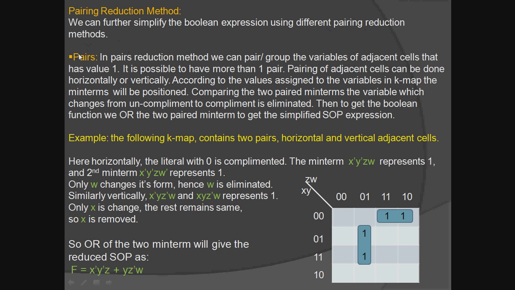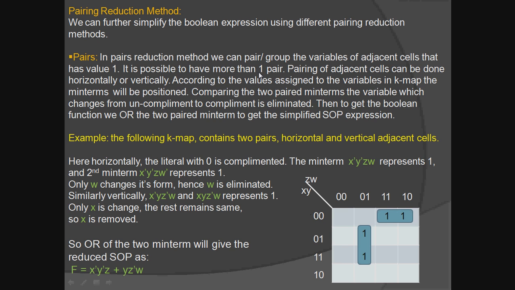So the first one is pairs. As you can see in this K-map, you have two pairs of ones. So this forms a pair. In the pair reduction method, we can pair or group the variables of adjacent cells that have value 1. While grouping, the cells have to be value 1, not 0. So in grouping, you cannot take the value 0. It has to be only 1. So 0 represents, in terms of min term, the complement, right?